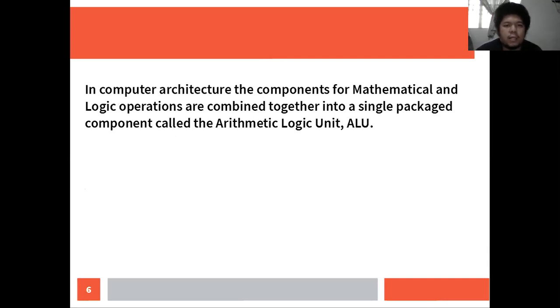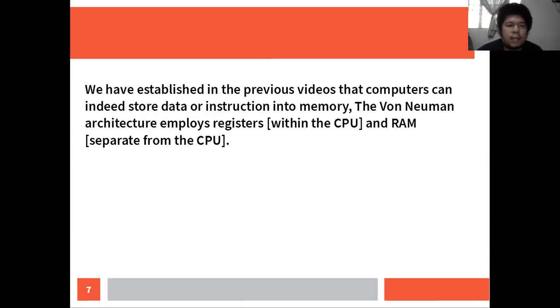In computer architecture, the components for mathematical and logic operations are combined together into a single packaged component called the arithmetic logic unit, or ALU. We have established in the previous videos that computers can indeed store data or instruction into memory. The von Neumann architecture employs registers within the CPU and RAM separate from the CPU.